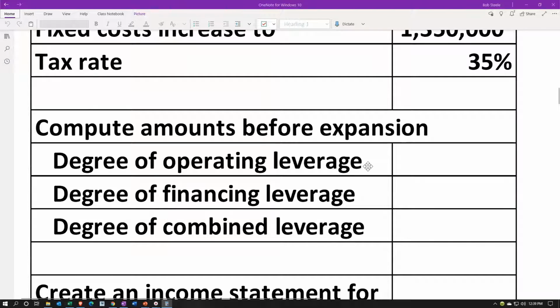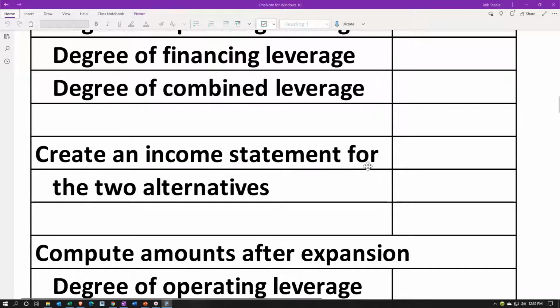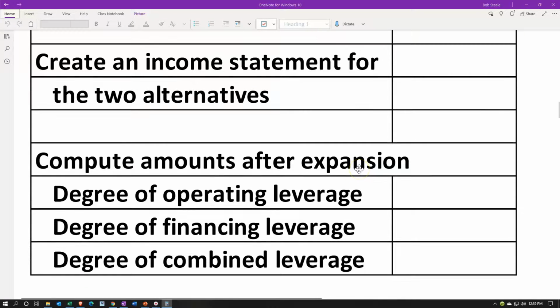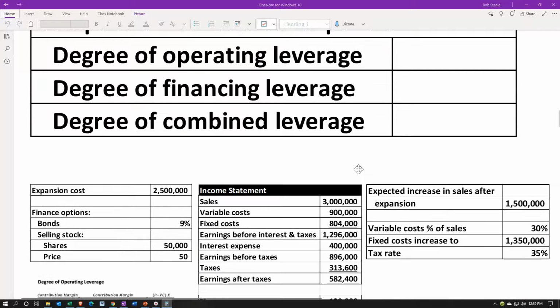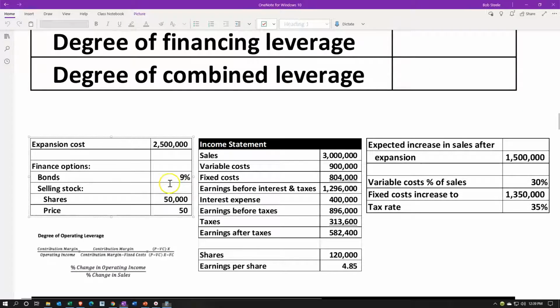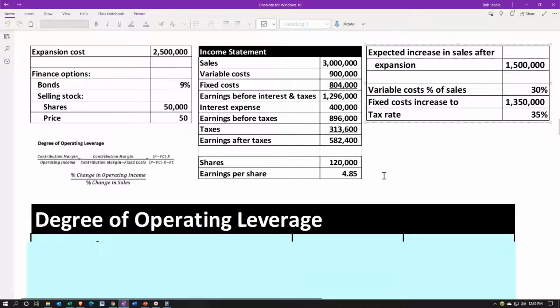Compute amounts before the expansion, which will include the degree of operating leverage, degree of financial leverage, and degree of combined leverage. Create an income statement for the two alternatives we're thinking about to finance the purchase. Then compute the amounts after the expansion: the degree of operating leverage, degree of financial leverage, and combined leverage. Here's a smaller recap of the information we're going to need to start working through our problem. We're going to be doing our calculations for the degree of operating leverage first, before we think about the financing option.